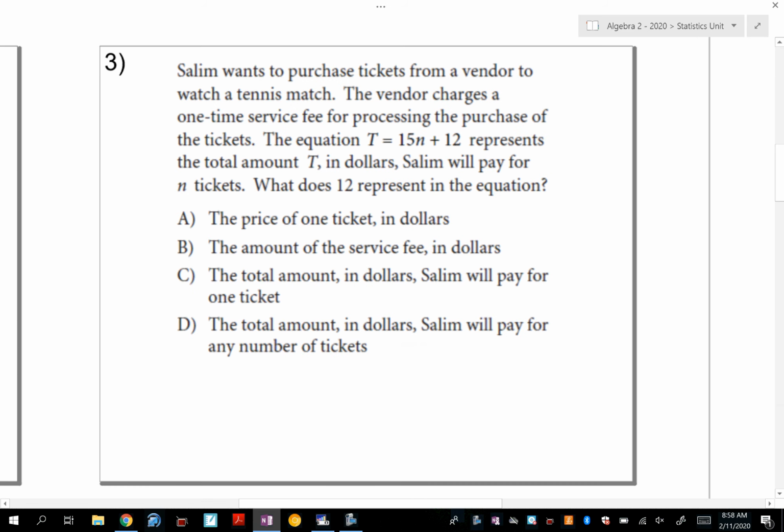Okay, number 3. Another one where they give you the equation, and it says the total amount T in dollars that Salim will pay for N tickets to this tennis match. All right, and it wants to know what 12 represents. So that 12 is the y-intercept. This is a question asking you to interpret the y-intercept.